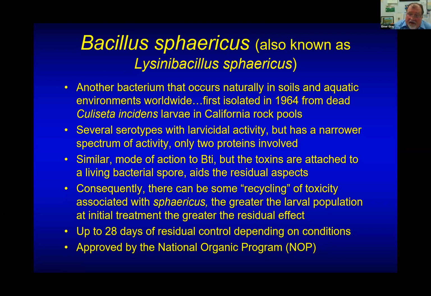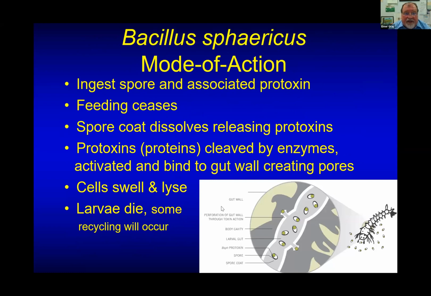Some of the formulations also have a very clean profile as far as environmental and organic production areas. Just a quick example of the mode of action. The spores and associated protoxin are ingested. Feeding ceases, the spore coat dissolves, releasing the protoxins. The protoxins, or the proteins, are cleaved by enzymes, activated, and bind to the gut wall, creating pores or holes in the gut wall. The cells lyse, the larvae die, but some recycling will occur because, as you recall, the spore is still there, and the environment of the cadaver is very conducive to bacterial growth.